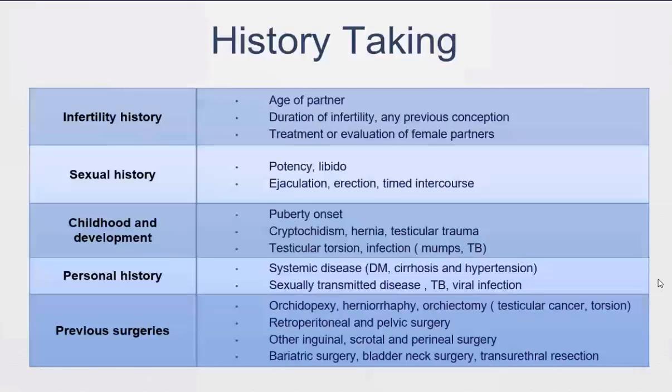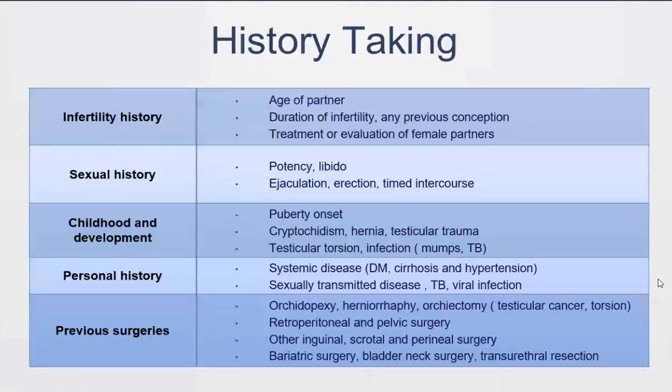Childhood and development: the puberty onset, whether there's any history of cryptorchidism, hernia, and also testicular trauma, any history of testicular torsion, infections, for example, mumps and TB. Personal history, especially patients with diabetes mellitus: poorly controlled diabetes mellitus will give you ejaculatory disorders. Also hypertension, STIs, TB, and also viral infection.